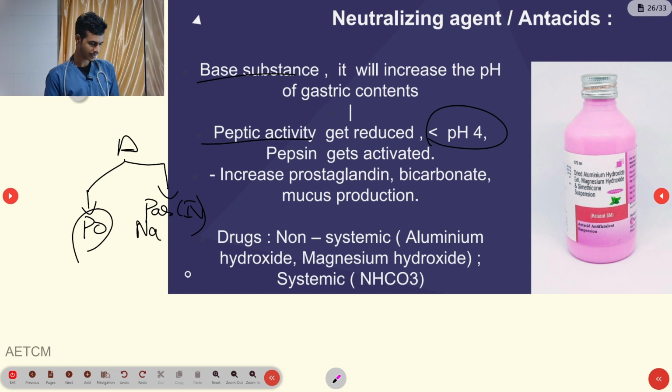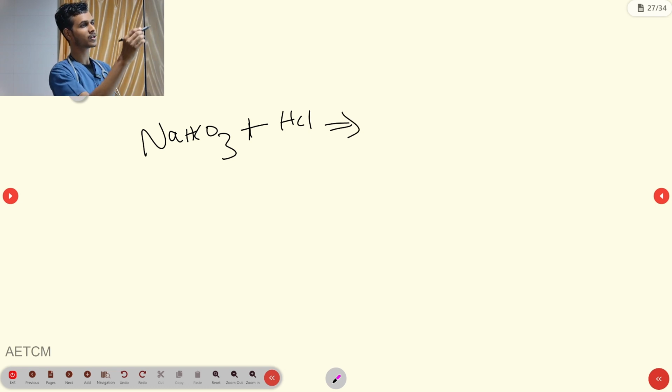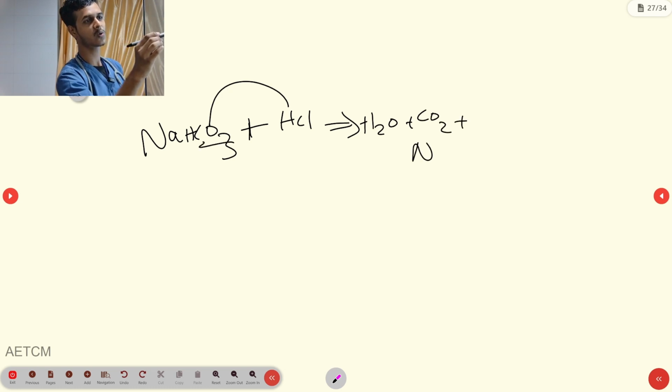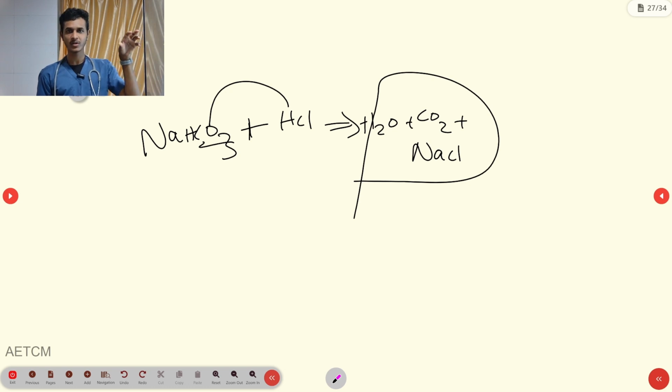How will sodium bicarbonate act on this system? Sodium bicarbonate, NaHCO3, will react with your HCl, thereby producing water, H2O, plus carbon dioxide, CO2, plus sodium chloride. So sodium bicarbonate will react with your hydrochloric acid and produce the end products H2O plus carbon dioxide plus sodium chloride. It inactivates the acid activity, thereby neutralizing your acid level.